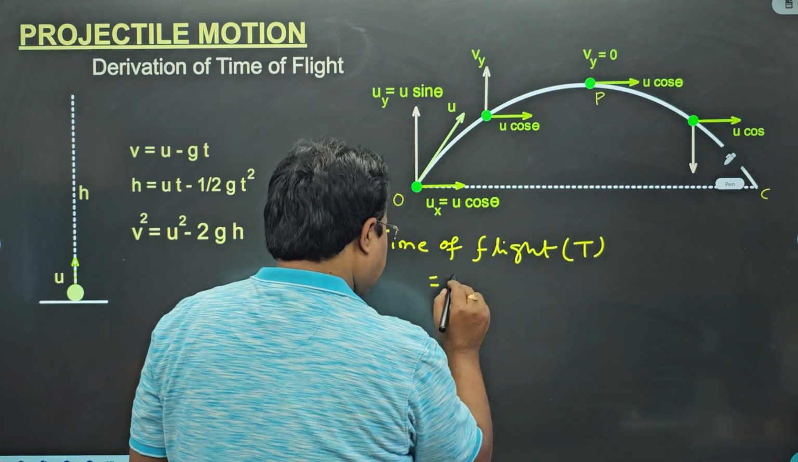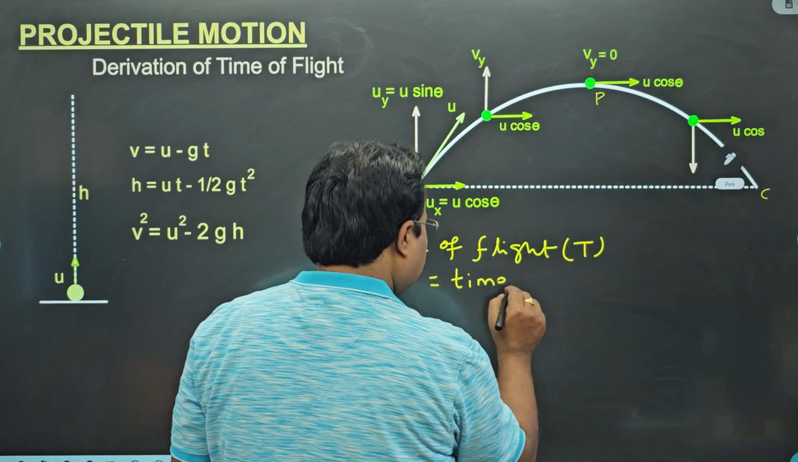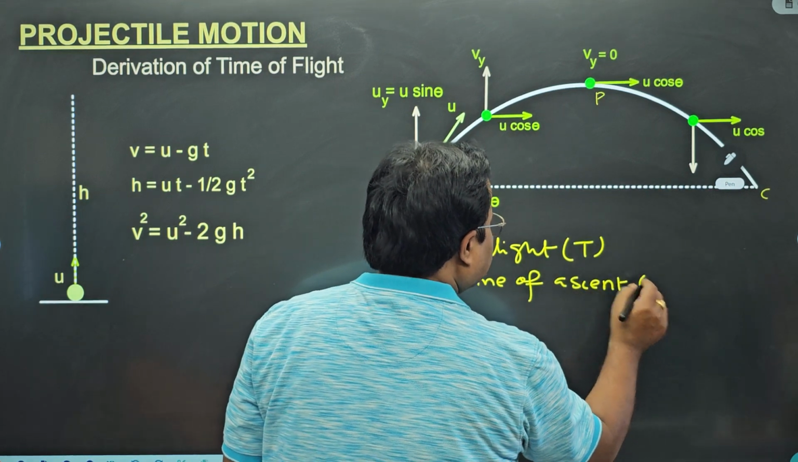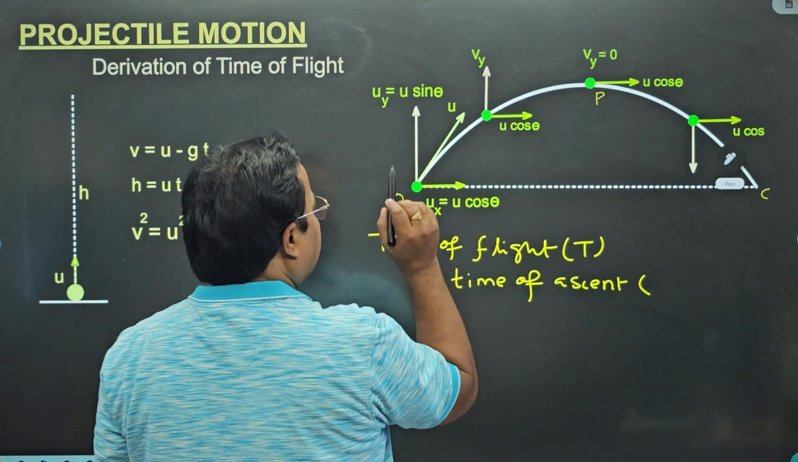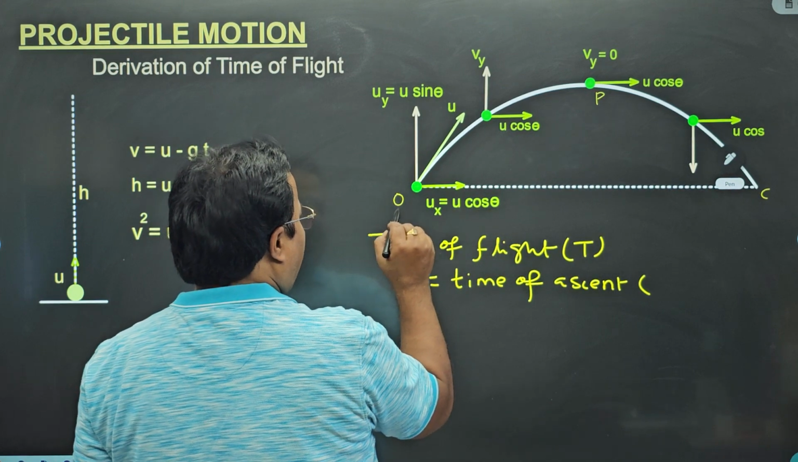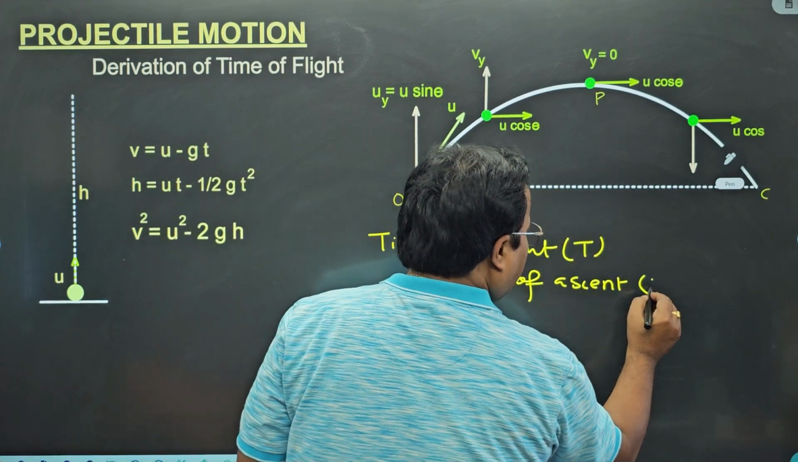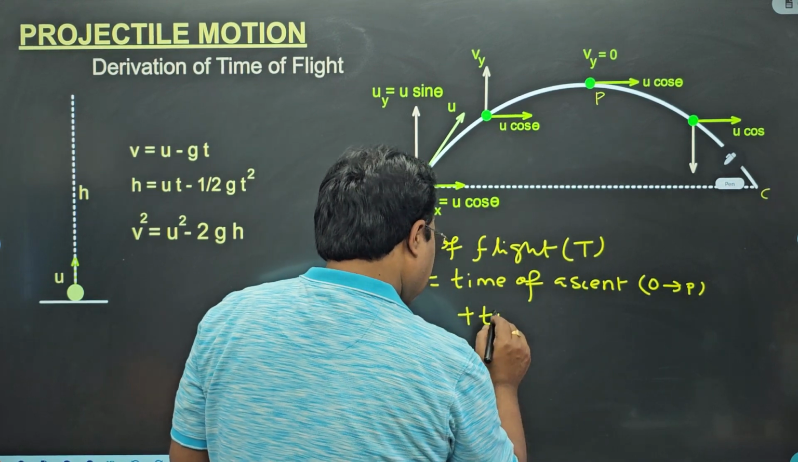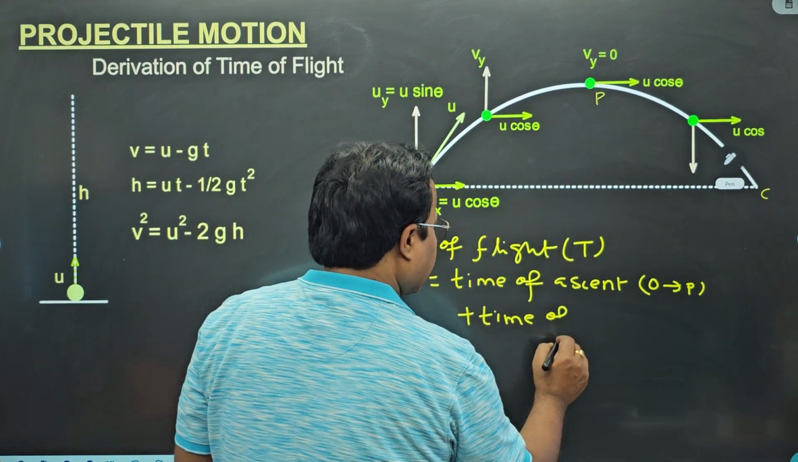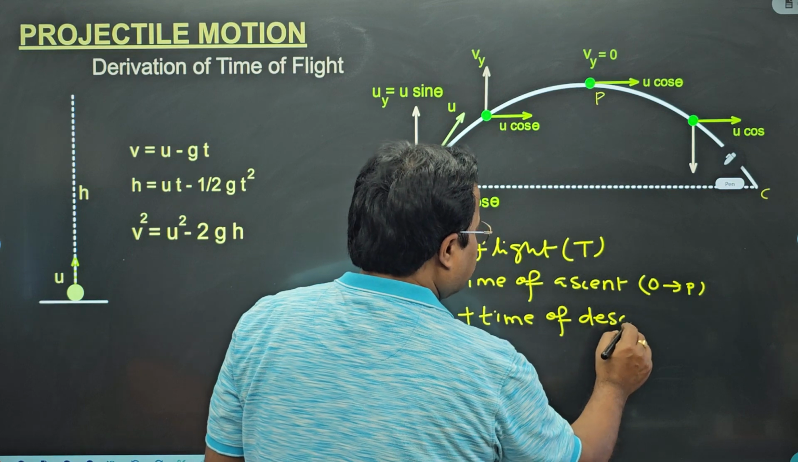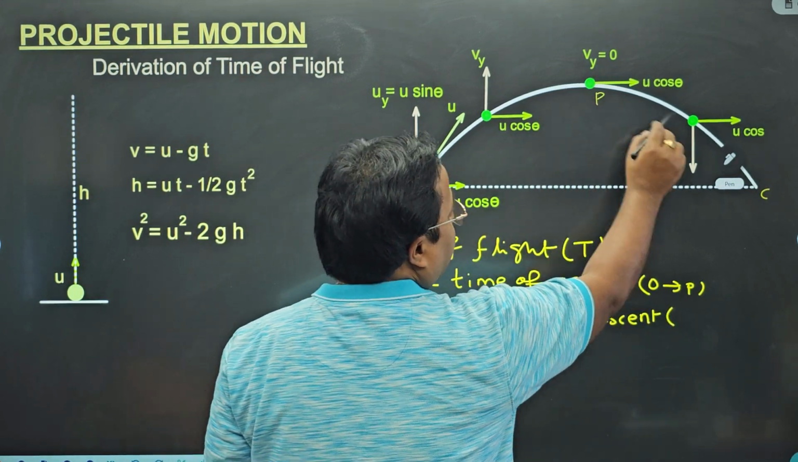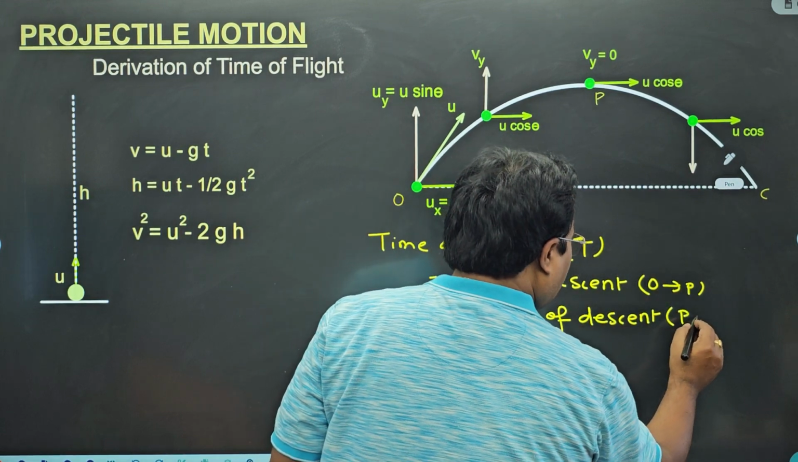capital T, is equal to time of ascent. Time of ascent means the time in going from the point of position O to the highest point P, plus time of descent. What is the meaning of time of descent? It is the time for the projectile to move from the highest point P back to the ground.